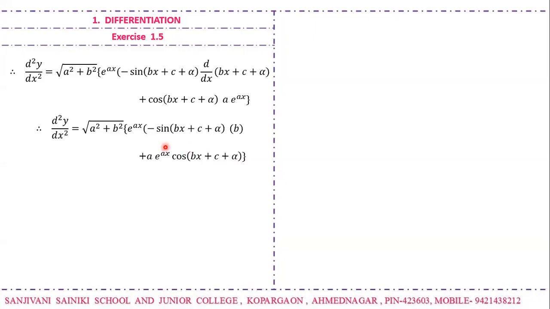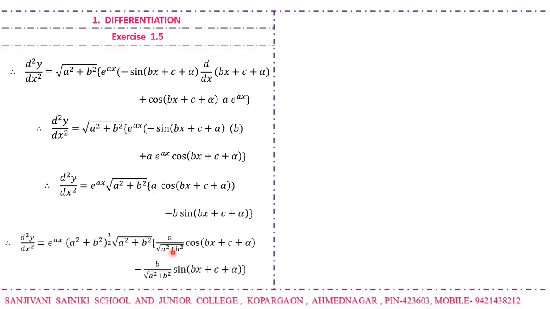Now again I will take e raised to ax common from both these terms, and this positive term I will write first, and this negative term I will write in the next part. So here again I am getting a cos minus b sin. So again I will multiply and divide by root a square plus b square, and this a upon root a square plus b square is cos alpha as usual, and b upon root a square plus b square is sin alpha, that we have put in the previous step.